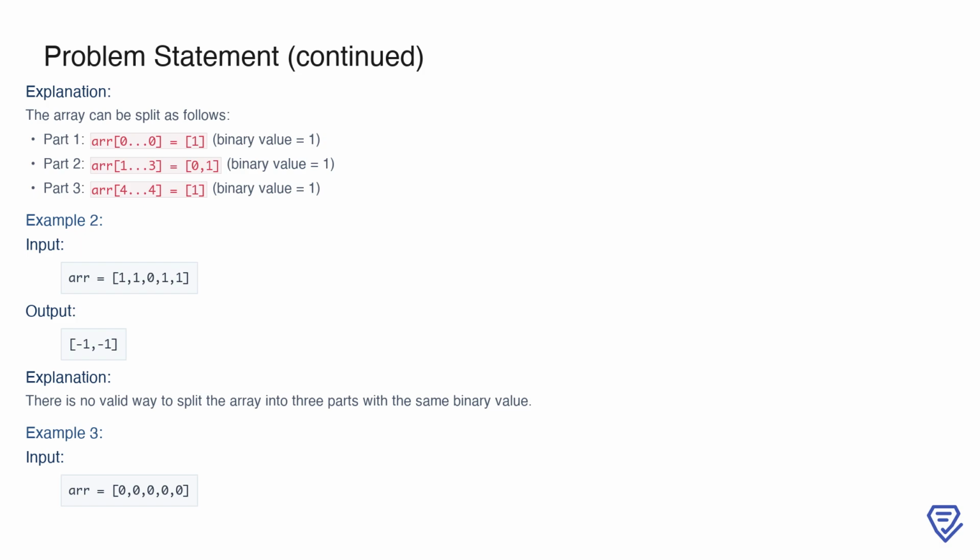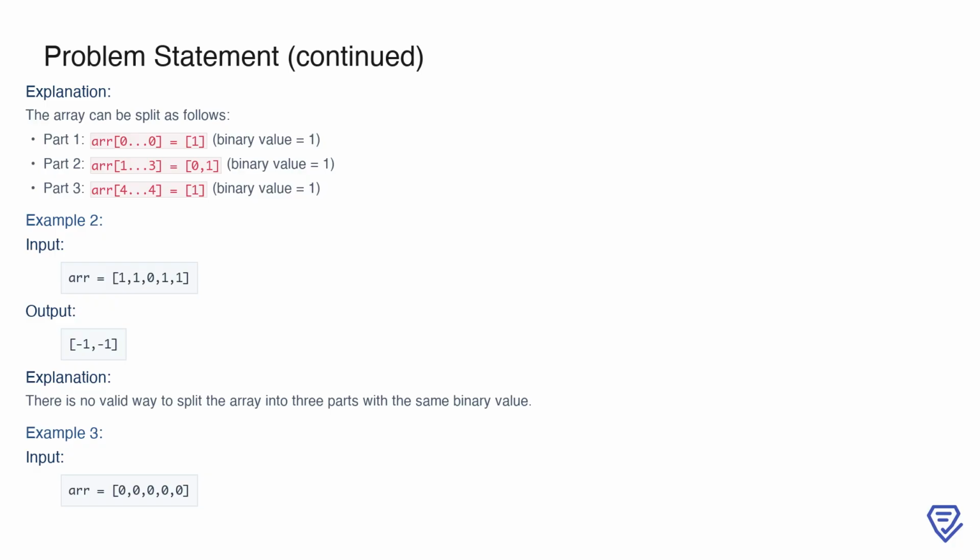In the first example, the input array is 1, 0, 1, 0, 1. One valid solution is to split the array as follows. The first part is 1, the second part is 0, 1, and the third part is 1. Each of these parts, when interpreted as binary numbers, equals 1. Therefore, the output is 0, 3, representing the indices that divide the array into these 3 parts.